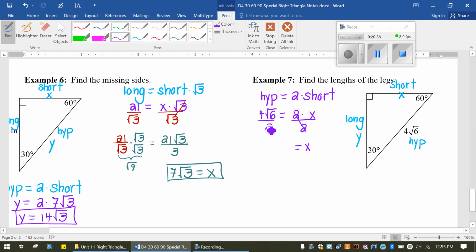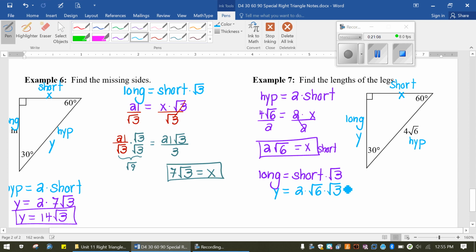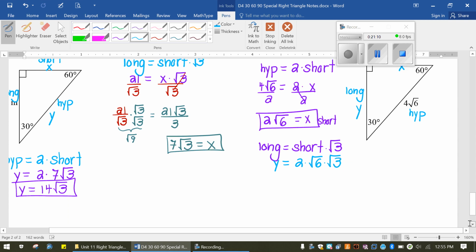You're going to divide the values outside the radicals. So 4 divided by 2 would be 2 root 6. So this is my short leg. We need that to find the long leg. So long is short times square root of 3. So our long leg was y, short leg 2 root 6 times root 3. So we're going to have to multiply those radicals together.